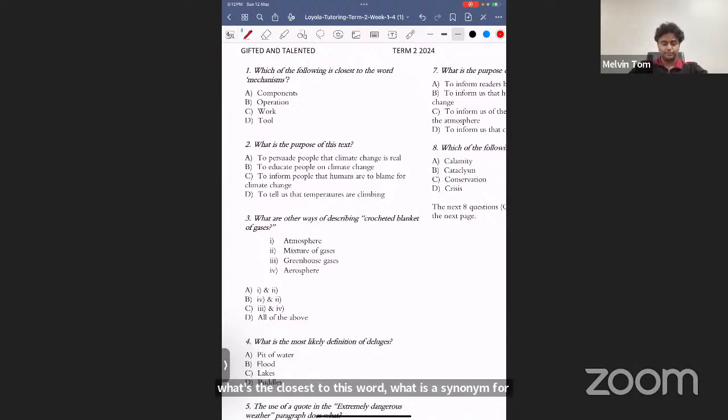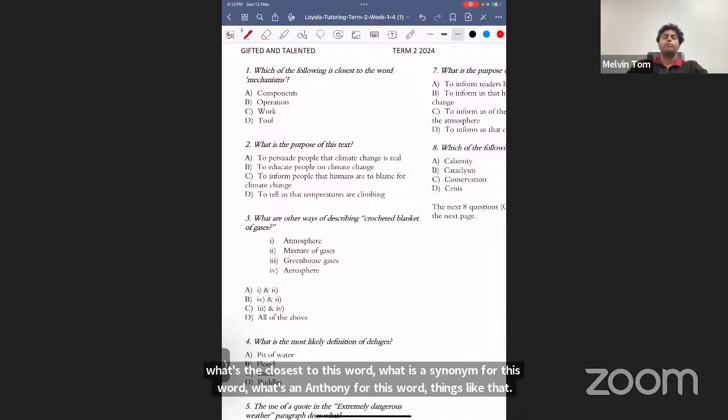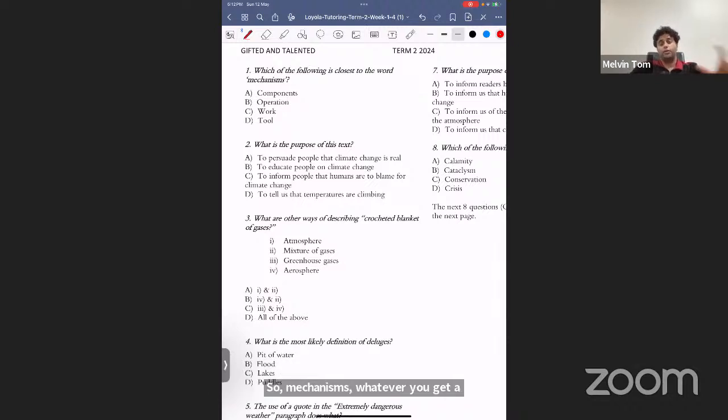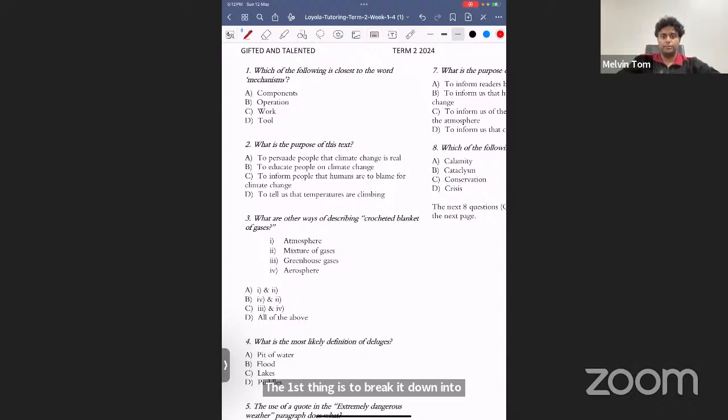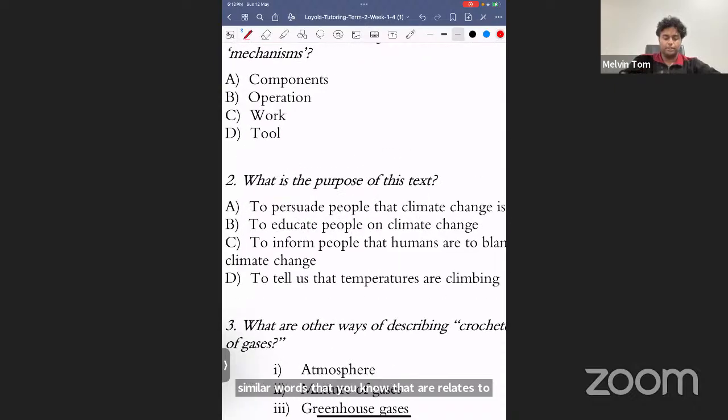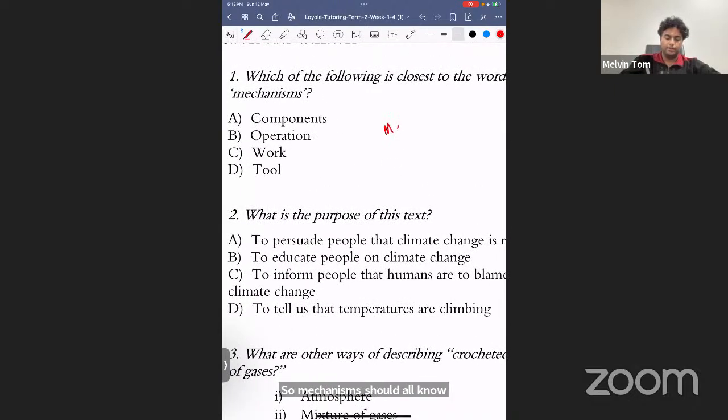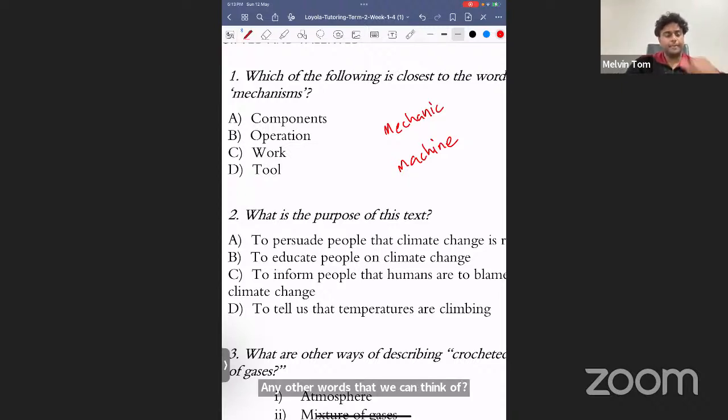Things like that. So mechanisms, whenever you get a question with a word that you don't understand, or the word that you don't know, the first thing is to break it down into its root words or similar words that you know that it relates to. So mechanisms, you should all know, is, I guess, similar to mechanic, right? Machine. Any other root words that we can think of? That you can think of in your head? Send it in the chat.